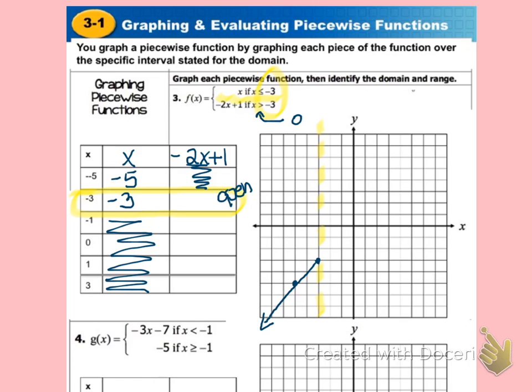Now I'm going to start using the other piece of the function, the -2x plus 1. So if I plug -3 into -2x plus 1, that's -2 times -3, which is 6 plus 1, that's 7. If I plug in -1, that's -2 times -1, that's 2, plus 1 is 3. Plug in 0, I'll get 1. If I plug in 1, that's -2 plus 1, which is -1. And finally, if I plugged in 3, I get -5.